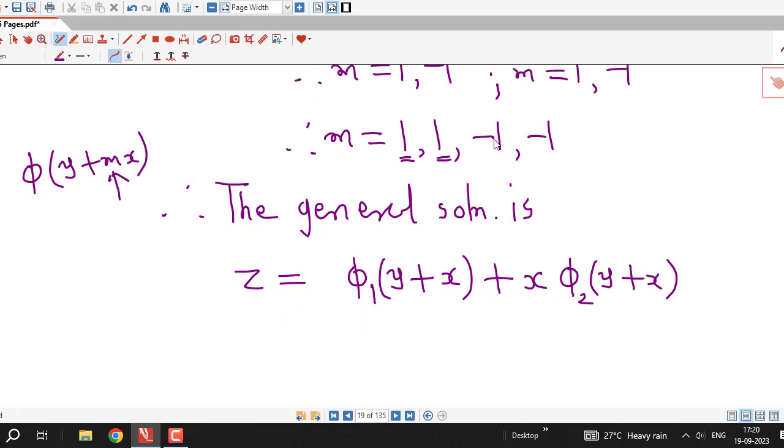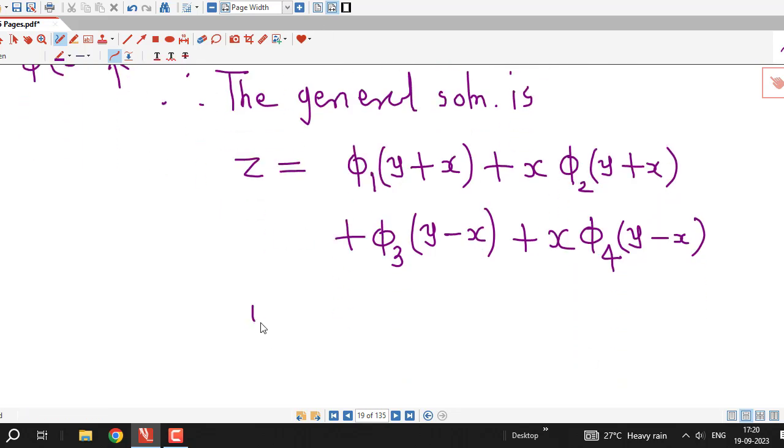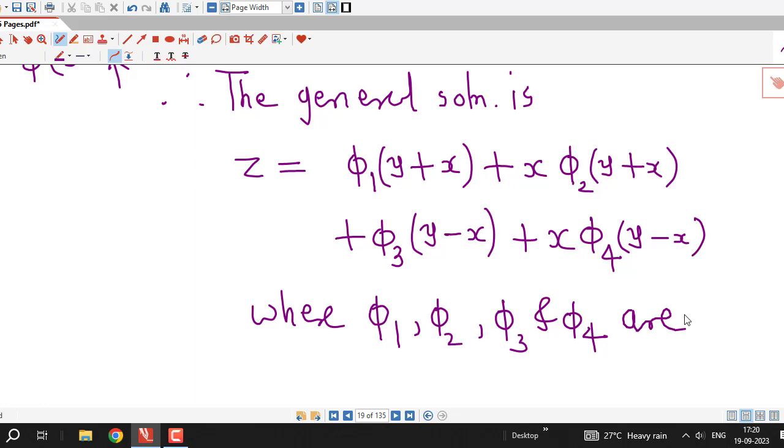Same thing for m equal to minus 1. Phi1 and phi2 are used, so we consider phi3 of y plus minus 1 into x, that is y minus x, plus some other function, say phi4 of y minus x, and here multiply by x. And here phi1, phi2, phi3 and phi4 are arbitrary functions.